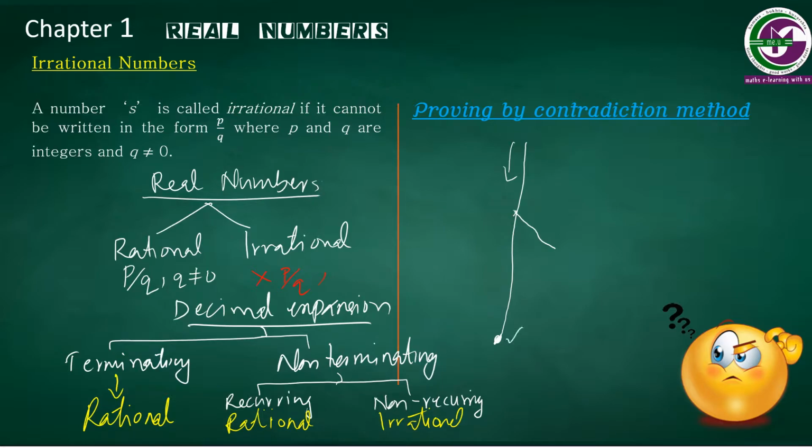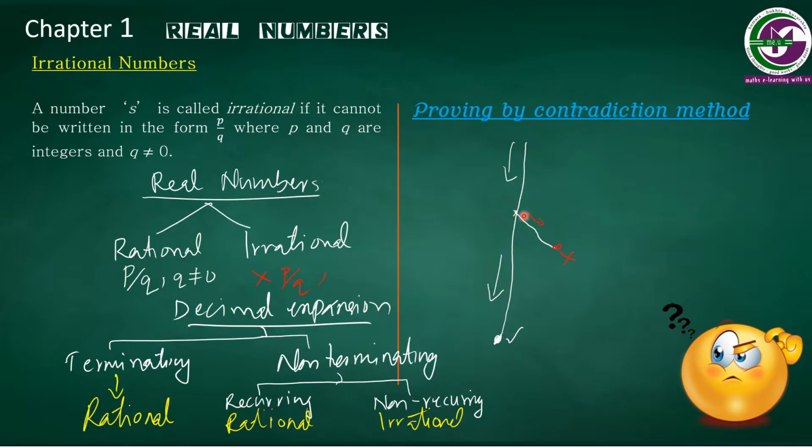This is the correct destination and this is the wrong destination, but this is very short and this is very long. The correct destination is long and the wrong destination is very short. So instead of going to the long destination, we'll go to the incorrect path. Actually we need to prove root 2 is irrational. So instead of directly proving root 2 is irrational, which is a very long way, we'll go another way: assume root 2 is rational.